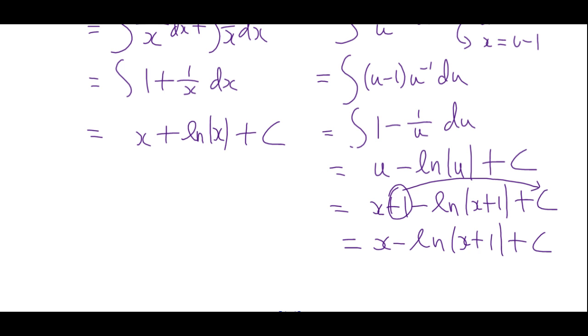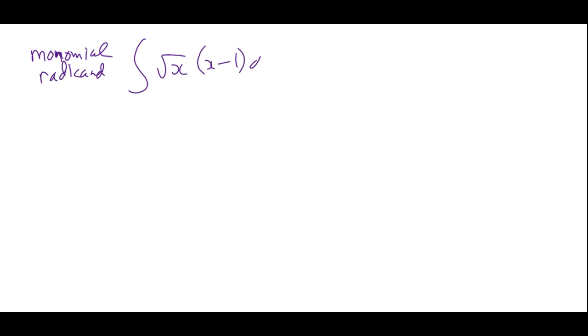So, what else? Well, what if we have a monomial radicand? Well, that's pretty easy, right? Because we can just multiply that through. It's just an x to the half.